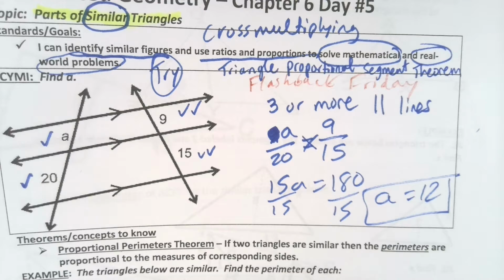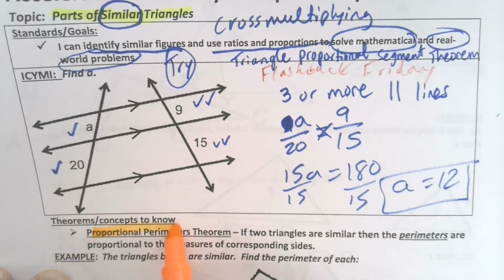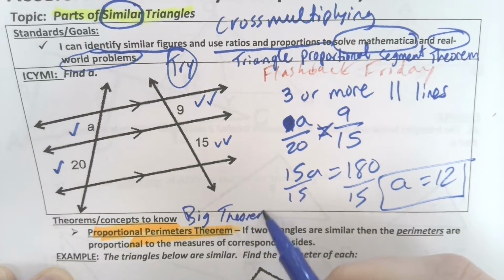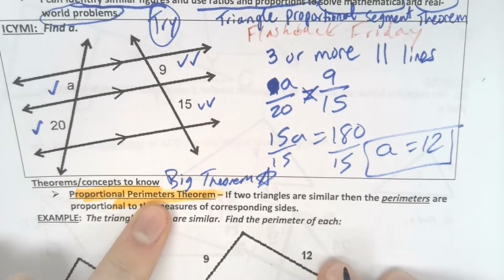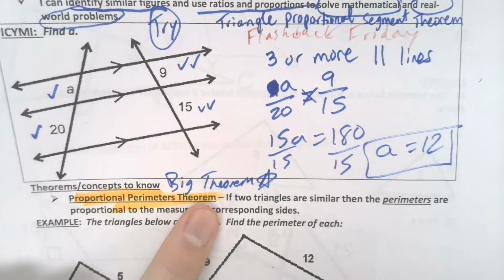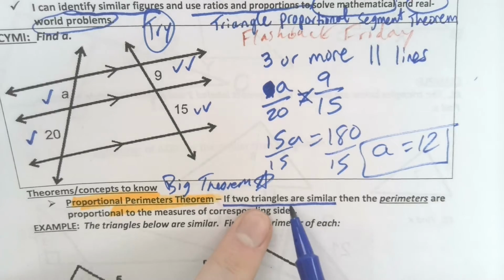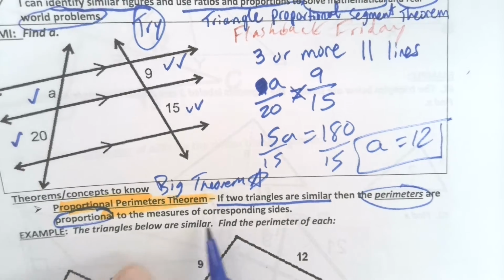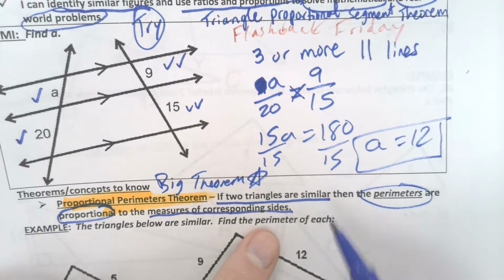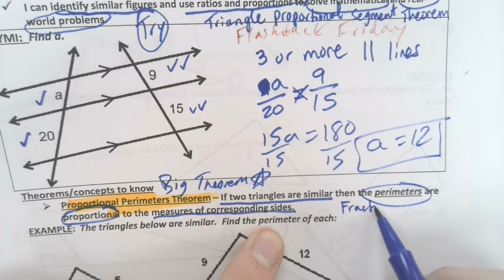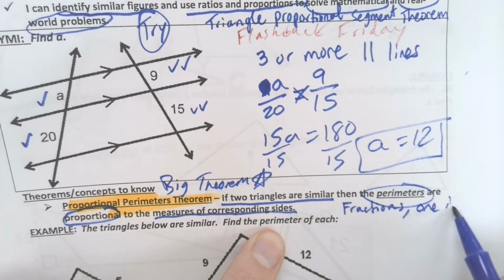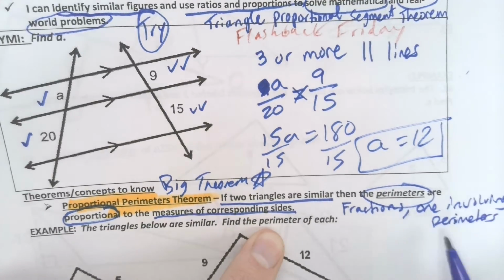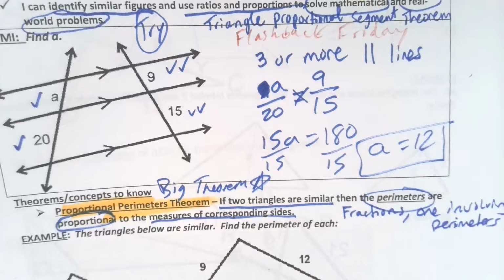Today's honestly mostly going to revolve around this theorem right here. This is going to be the big theorem for today. If I could pick just one, this is kind of the main key theorem, the proportional perimeters theorem, which shows that if you have two triangles that are similar, then the perimeters are proportional to the measures of the corresponding sides. So in other words, we can set up a fraction involving perimeters.